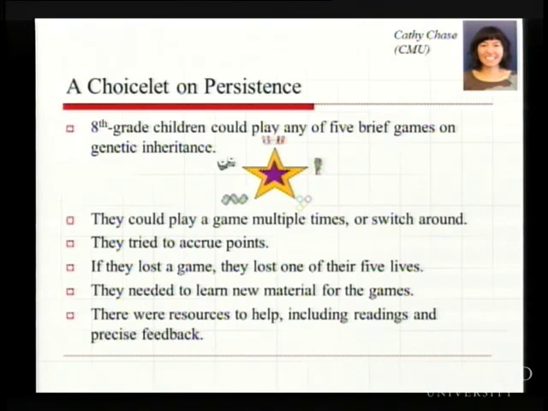And the thing was, they needed to learn something new because they didn't know this biology. They knew Punnett squares, but you can get really complicated in these things with recessive and dominant. And so we included resources to help. These included readings and precise feedback. So after they do one, it would tell them why they got it wrong and so forth.